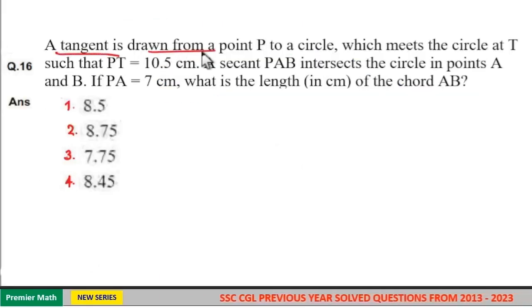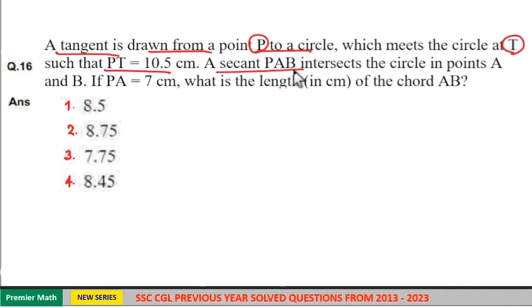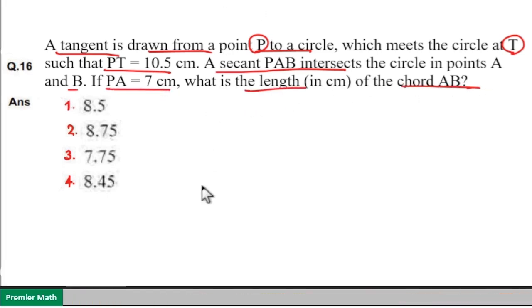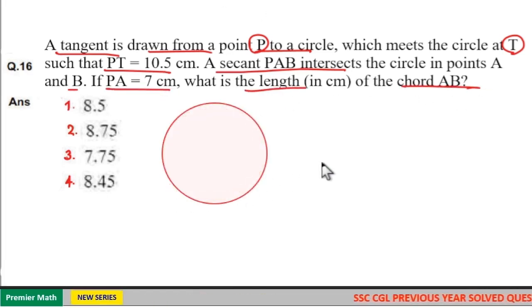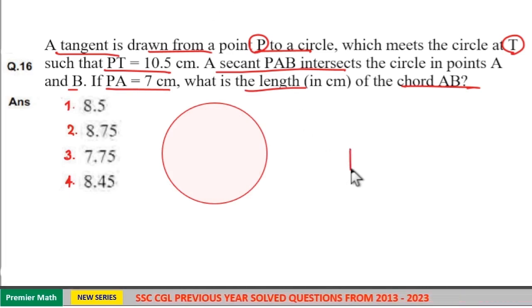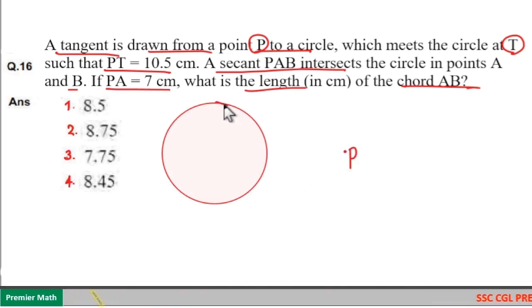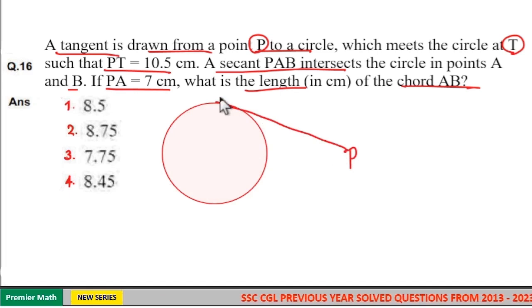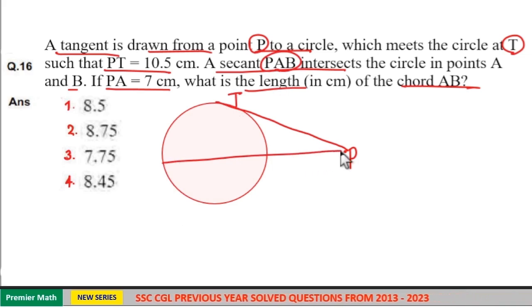A tangent is drawn from a point P to a circle which meets circle at T, such that PT is 10.5. A secant PAB intersects the circle in points A and B. If PA is 7, what is the length of chord AB? Here this is the circle, and from an external point P, a tangent is drawn to the circle, and this tangent meets a circle at point T. Now a secant PAB drawn from the same point P.